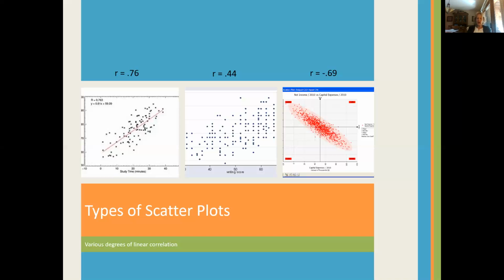Then on the right-hand side, the last graph is a correlation of -0.69. So it's a pretty strong negative correlation, and you can see that we end up with a pretty tight cluster. As the x-axis goes up, the y-axis is going down.